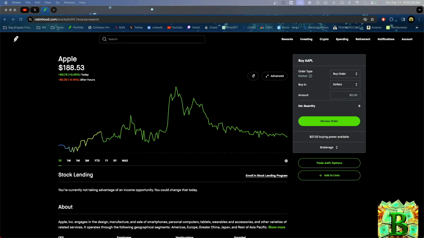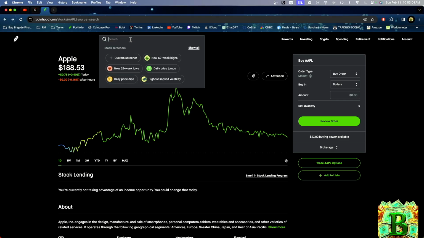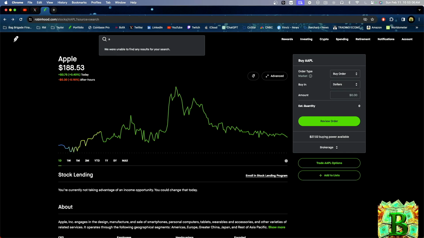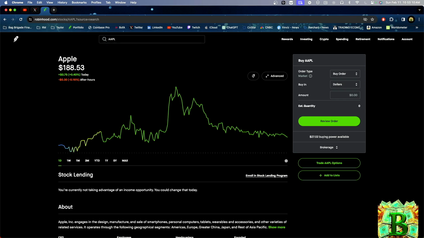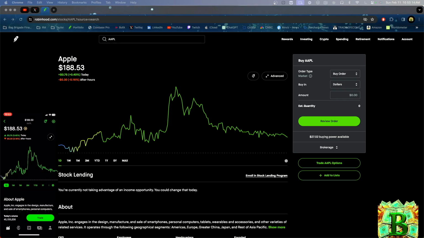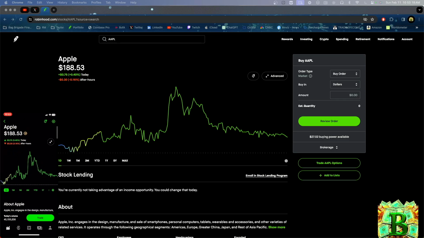If you are going to follow along with this video, go ahead and pull up Apple on your Robinhood. You go up here and type in Apple, or you can type in the ticker AAPL. Same thing with the phone. Let me pull the phone up. It's the same situation. You'll just type in Apple at the top and it brings you to the screen. So we're going to be doing it on both of these.